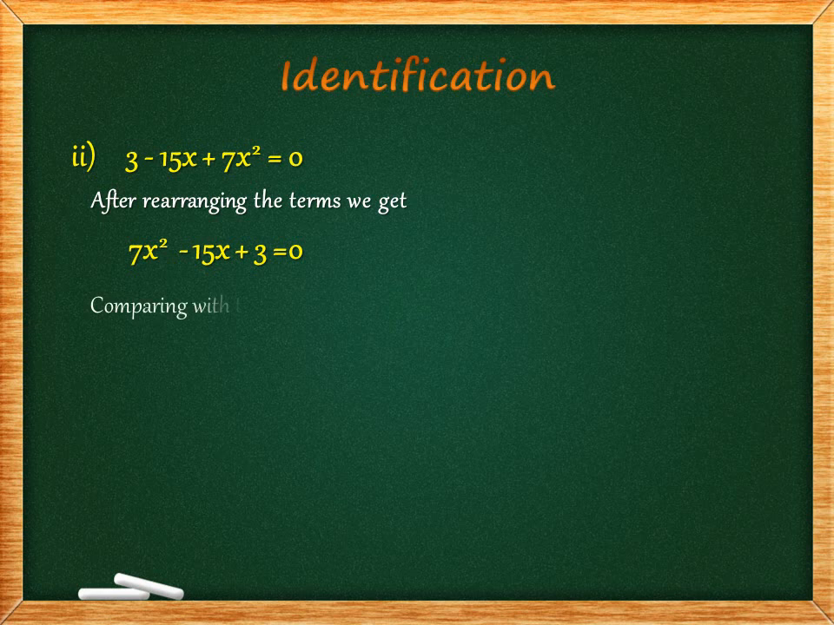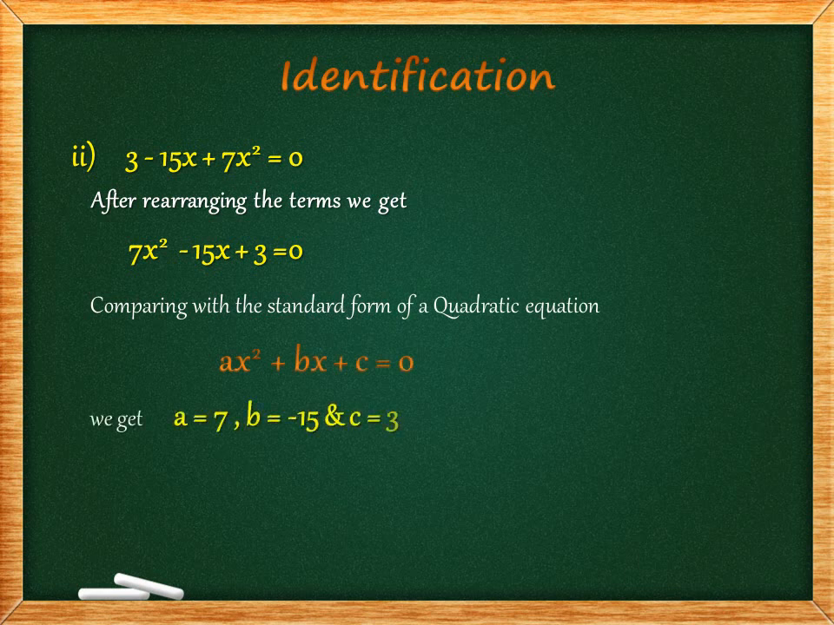After comparing with the standard form of a quadratic equation, ax square plus bx plus c is equal to 0, we get a is equal to 7, b is equal to minus 15, c is equal to 3. Now here a, b, c all three are real numbers and a is not equal to 0. Therefore, this is a quadratic equation. Just what we have done, we rearranged the terms, then compared it with the standard form.